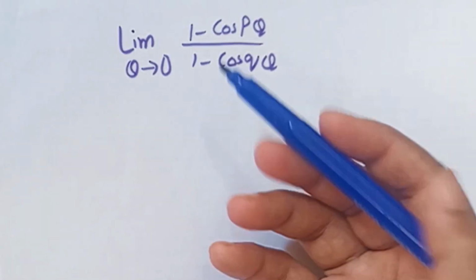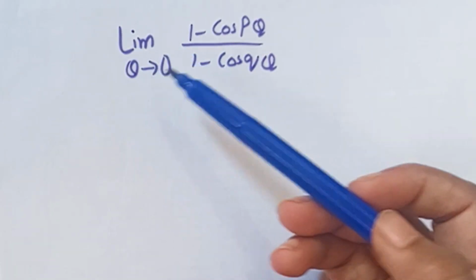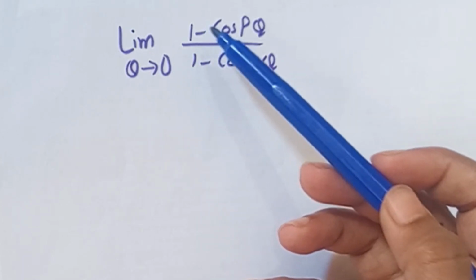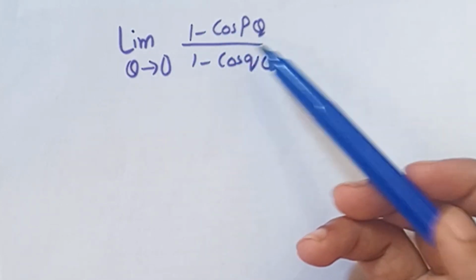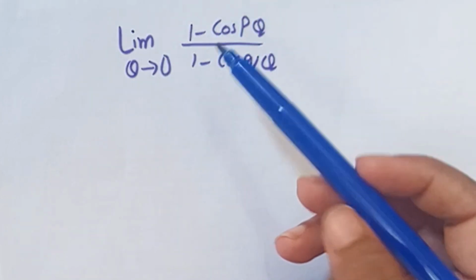Good day everyone. Let's try to solve this question. The question is: limit as theta approaches 0 of (1 minus cos p theta) over (1 minus cos q theta). We find the limit of this function.